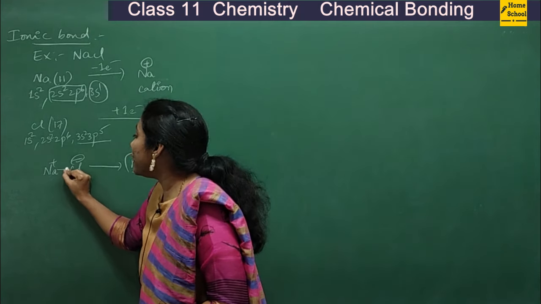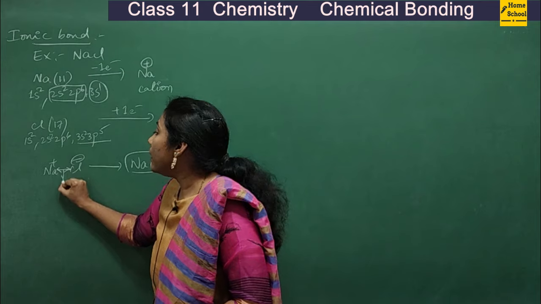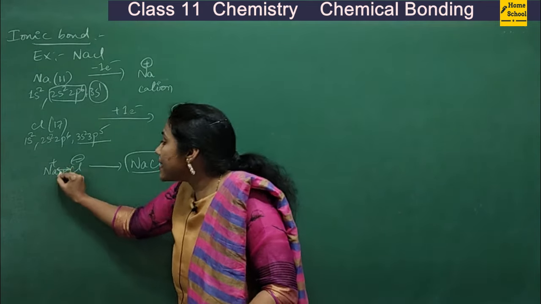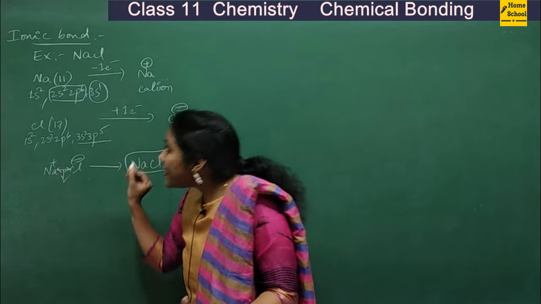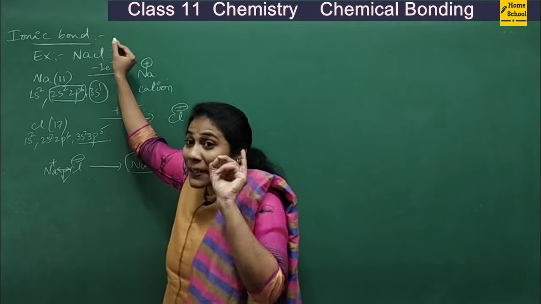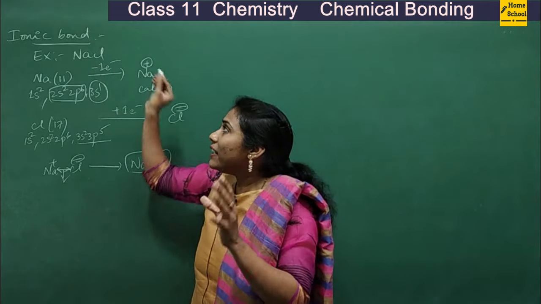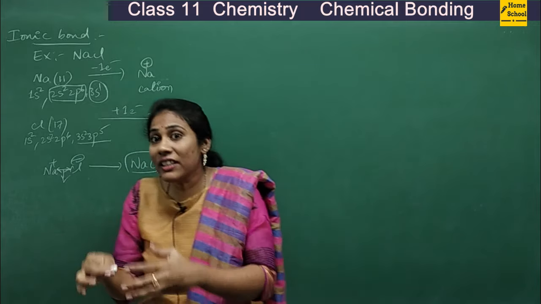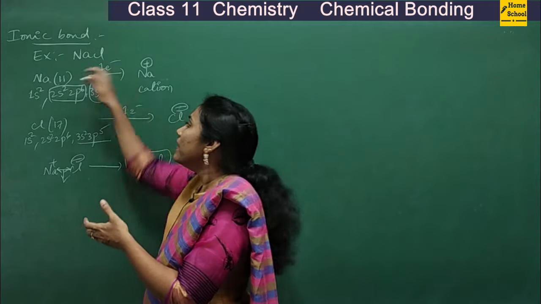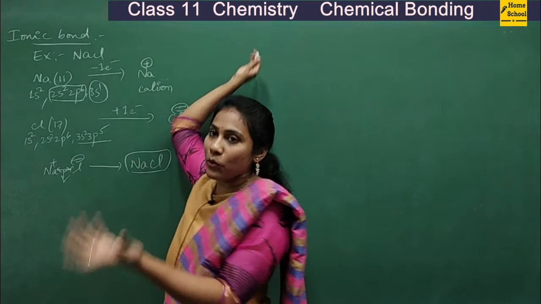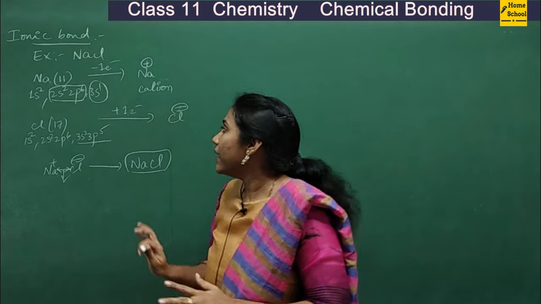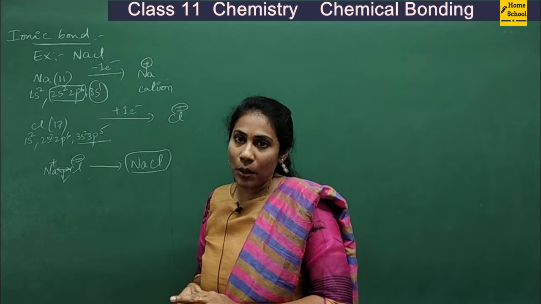And the attraction between these guys is called the electrostatic force of attraction. In other words, this type of attraction itself we will call an ionic bond. Okay, so ionic bond means attraction, remember. So ionic bond is the attraction that is present between the two ions. Okay, so how did these ions form? One ion has formed by losing an electron, the other one has formed by gaining the same electron. So this is how ionic bonds are formed.